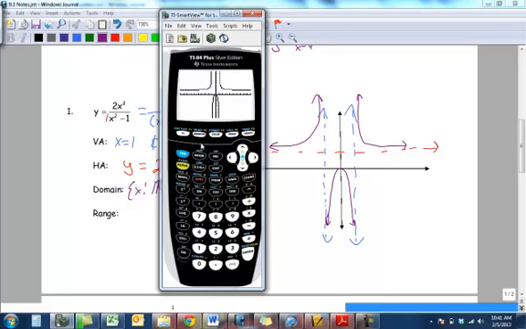That's right. We're going to go to our second trace function, and we're going to go to maximum, 4. Now, left bound, make sure your spider guy is to the left of the vertex. Right bound, make sure he's to the right of it. Whoa, I'm way to the right of it. All right, press enter. Put it right on top of there. Ooh, look at that.